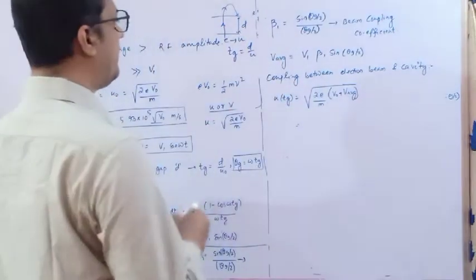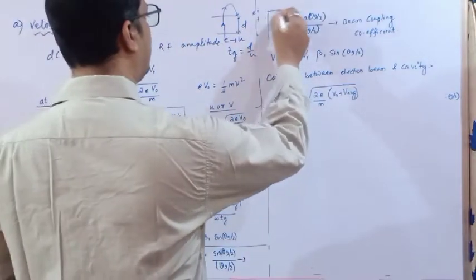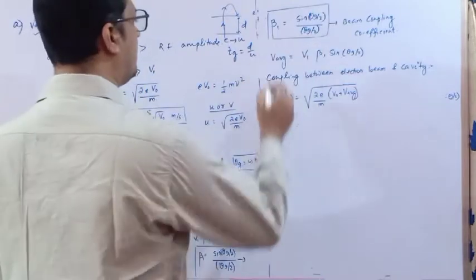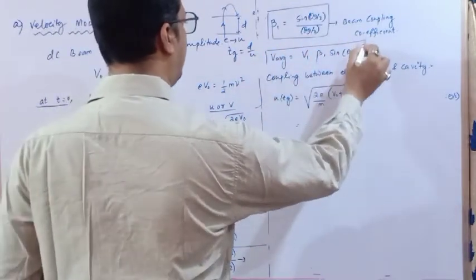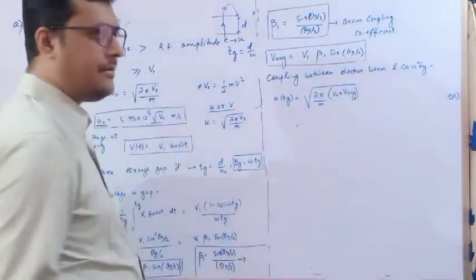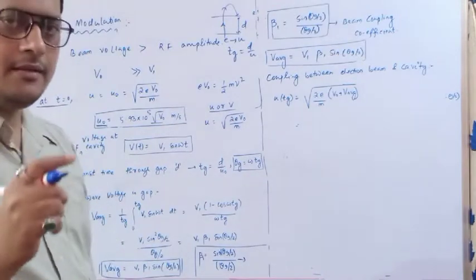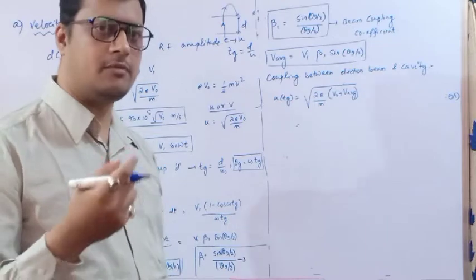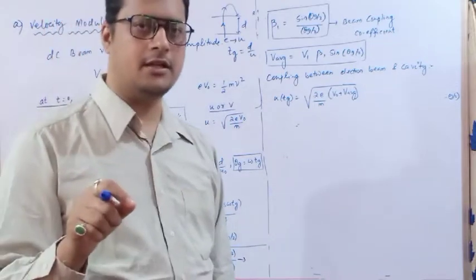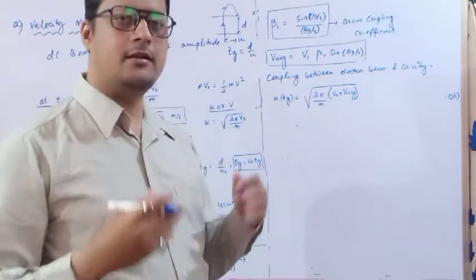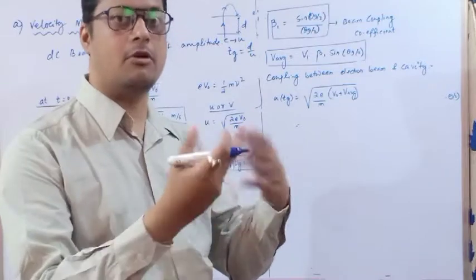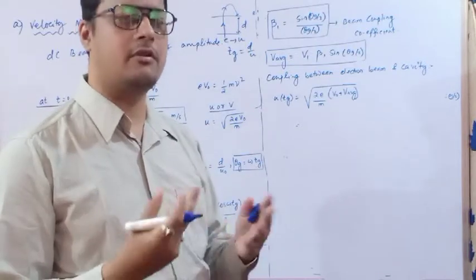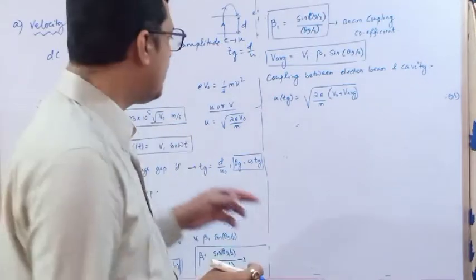So beta 1 we have identified as a beam coupling coefficient. Then V average is the average potential in a particular gap. Now when the electrons are moving with a uniform velocity, and when they enter that gap, the velocity modulation takes place. How that modulation takes place, let's see.